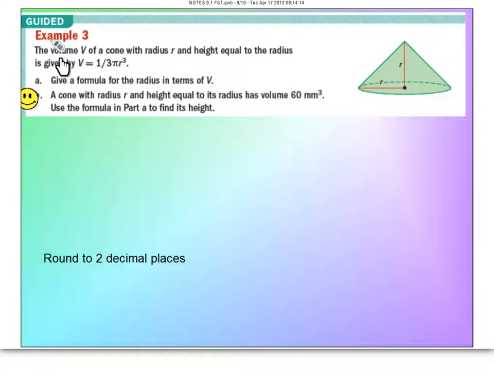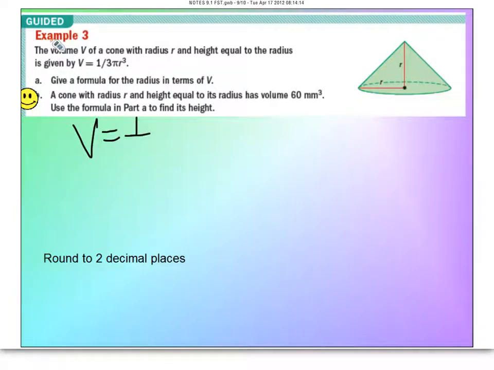Now in this problem, we have the volume of a cone that has radius r, and its height is also equal to the radius. And we see that right here. We have a cone, here's the radius, and there's the height. And it is given by this formula here, volume equals 1/3 pi r cubed. Here's what they want us to do. Give a formula for the radius of this in terms of v. So they just want us to take this equation and solve it for radius.